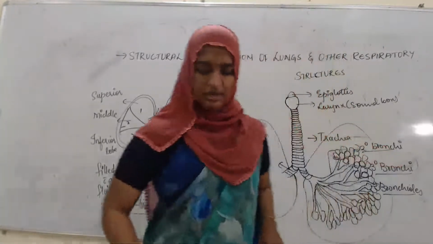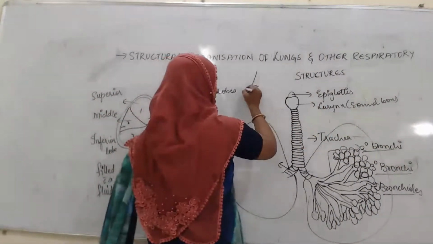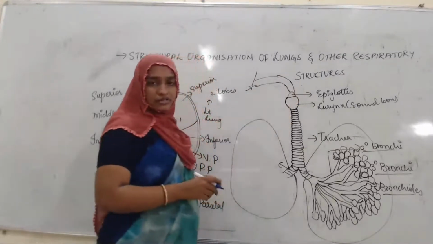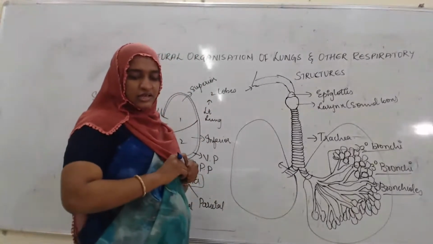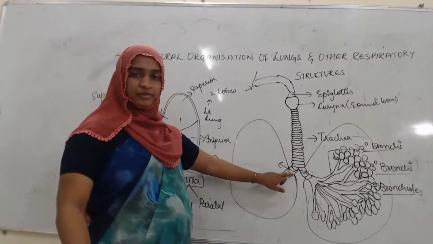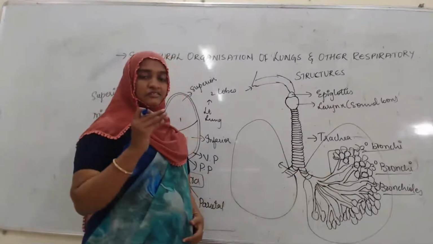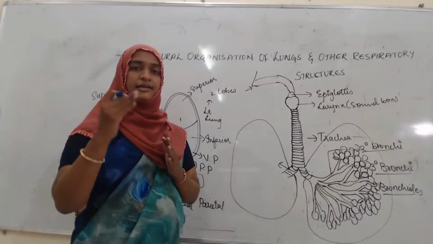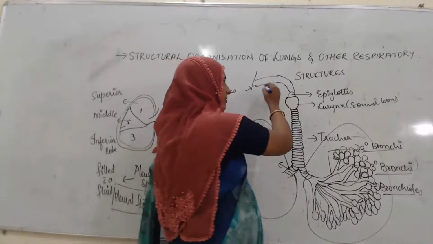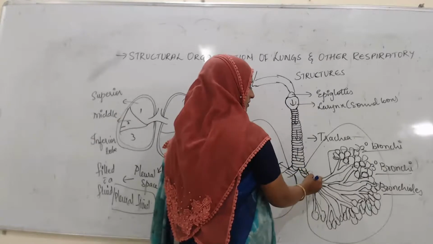So how does the air reach the lung? First I told you the nasal chamber, nasopharynx, then the epiglottis. The air reaches the lungs through the trachea. Okay, then the bronchi. This is the bronchi. Then the bronchioles. The bronchi are further divided into primary, secondary, and tertiary bronchi. So the air reaches from the nasal chamber into the epiglottis, then into the trachea, then to the bronchi and bronchioles.